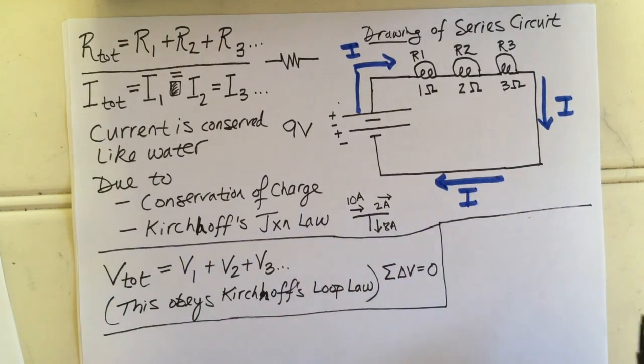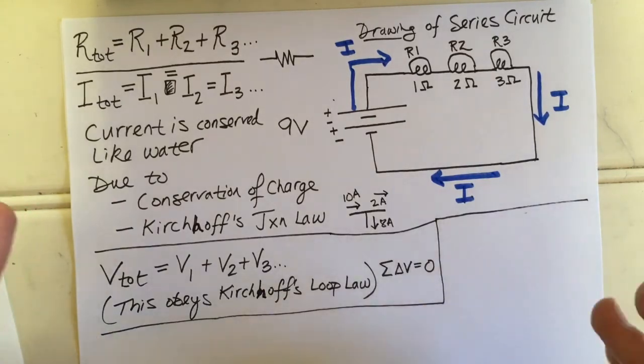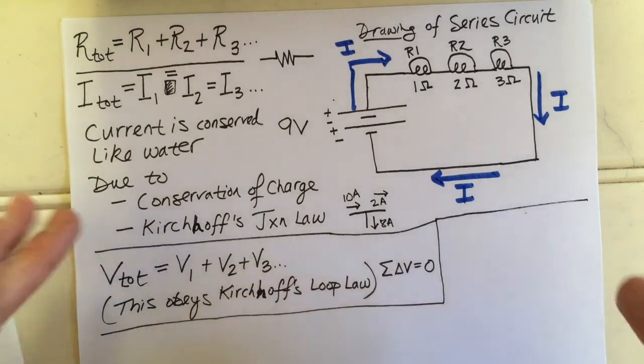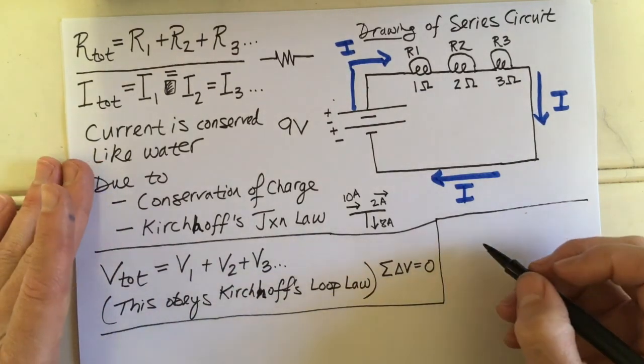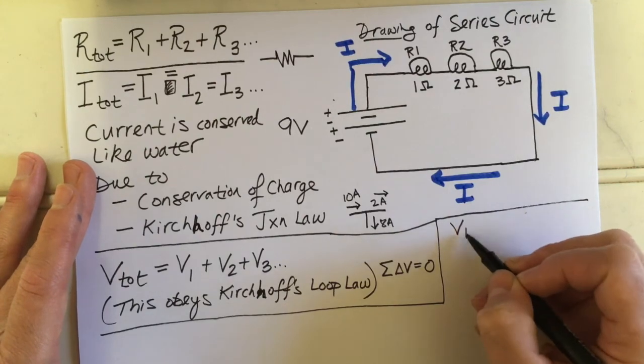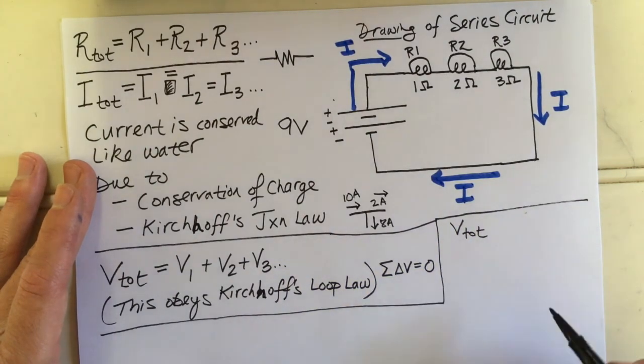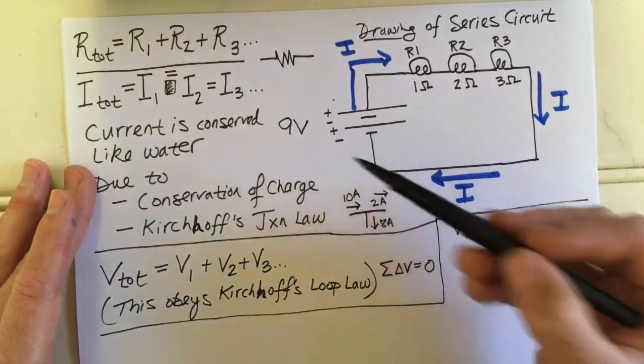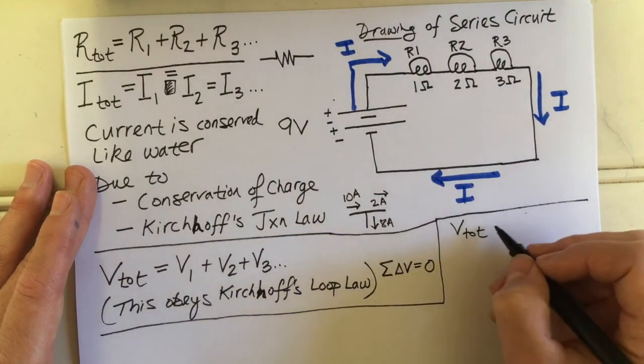Okay. So let's start with calculating some of the totals, calculating some of the individual values. These are questions I would ask you, say, on a quiz, right? So the first question I might ask is, what is the total voltage of this circuit? And you would say, well, you just read the battery. It's 9 volts.